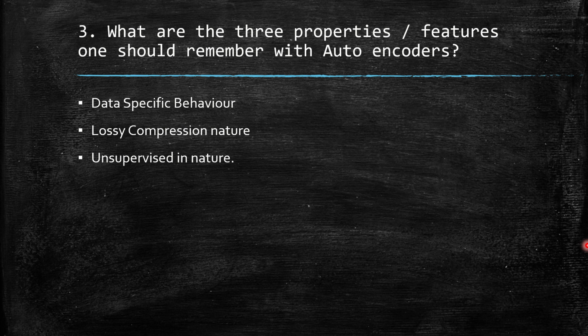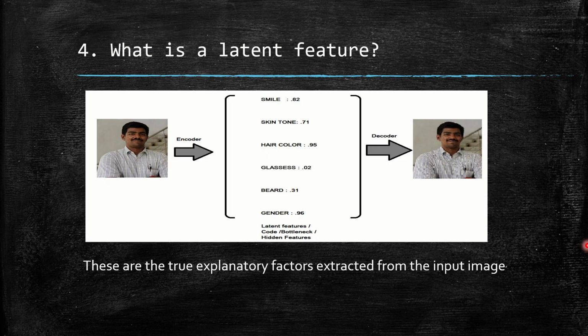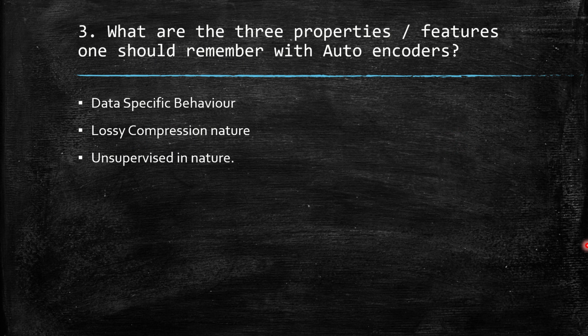What are the three properties or features one should remember with autoencoders? The first one is the data specific behavior. It's very specific to the data, and this behavior is very important to be tracked. Then the lossy compression nature and the unsupervised nature. All these three things are very important when it comes to autoencoders.